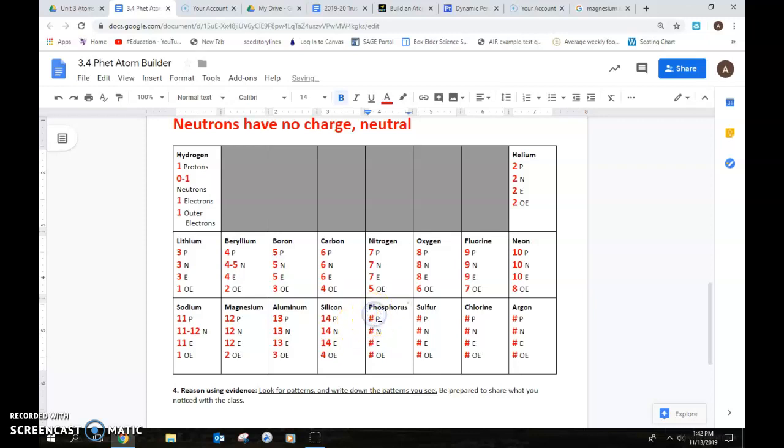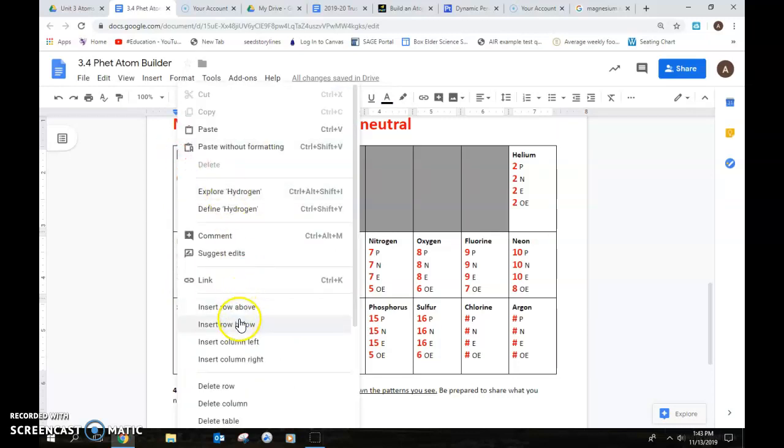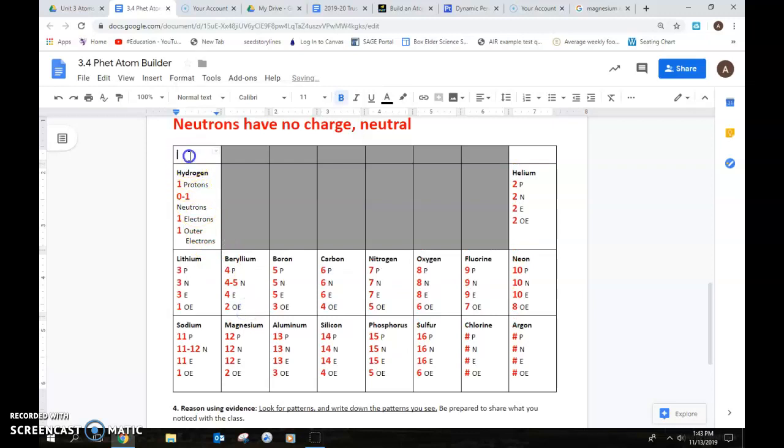So you might notice that there is a definite pattern going across, but there is also a pattern going down. See if you can figure out what the pattern going down is. Well, this one has 1 outer electron, this one has 1 outer electron, and this one has 1 outer electron. So if I were to insert a row above this, this one would have 1 outer electron.